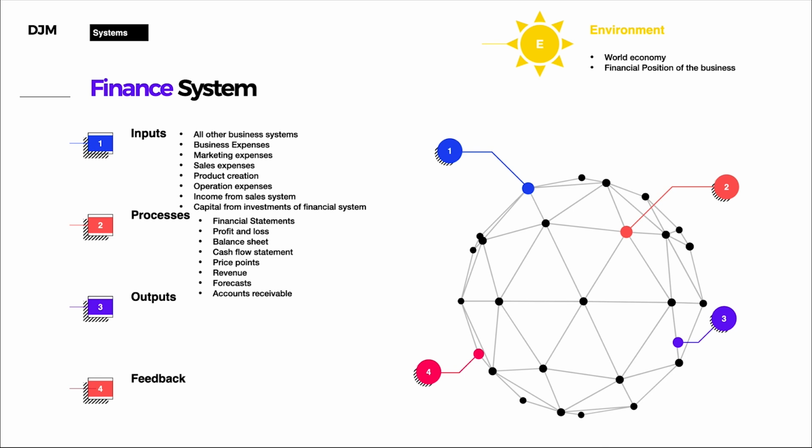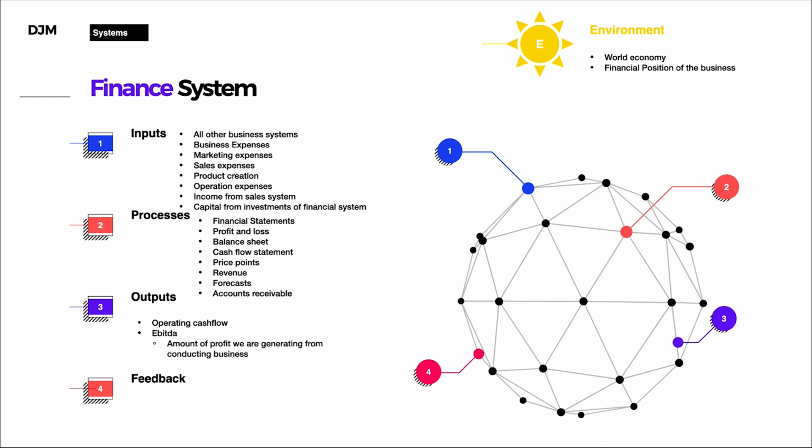The processes of the financial system, the things that the financial system does, are financial statements, profit and loss statements, balance sheets, cash flow statements, understanding and creating price points, revenue and understanding the revenue model, forecasts for the future, and accounts receivable, based on money that people have yet to pay you for things that they've already done or things that they owe you for services that you've already rendered. And then the outputs are your operating cash flow and your EBITDA, which basically just means the amount of profit that you're generating from conducting business, everything considered.